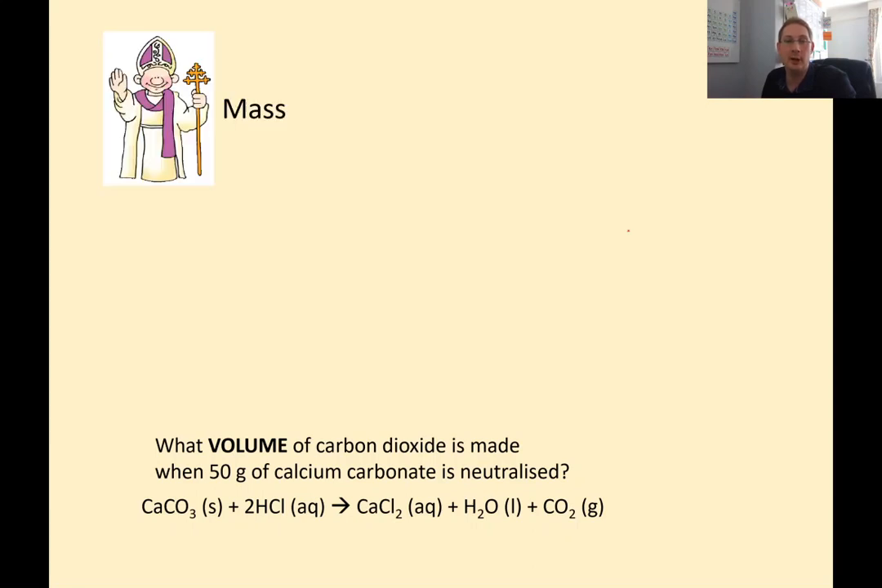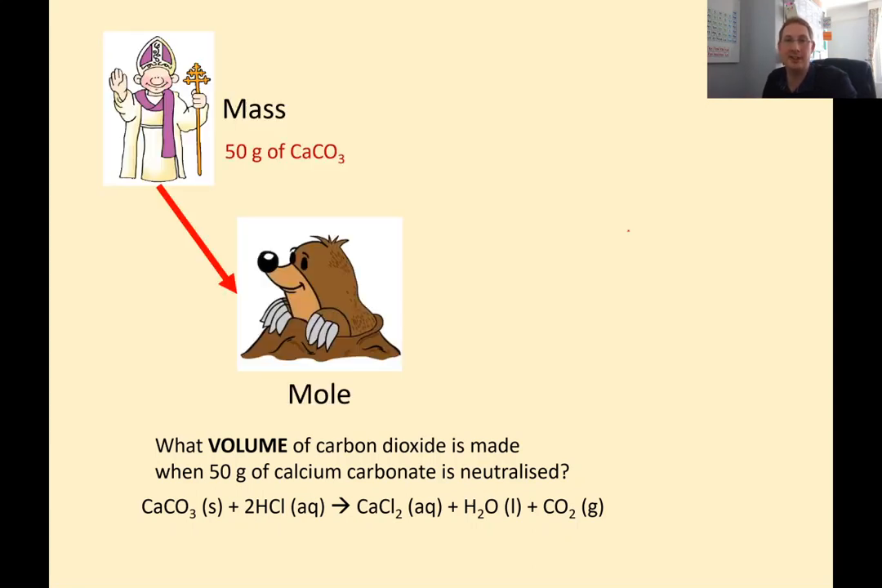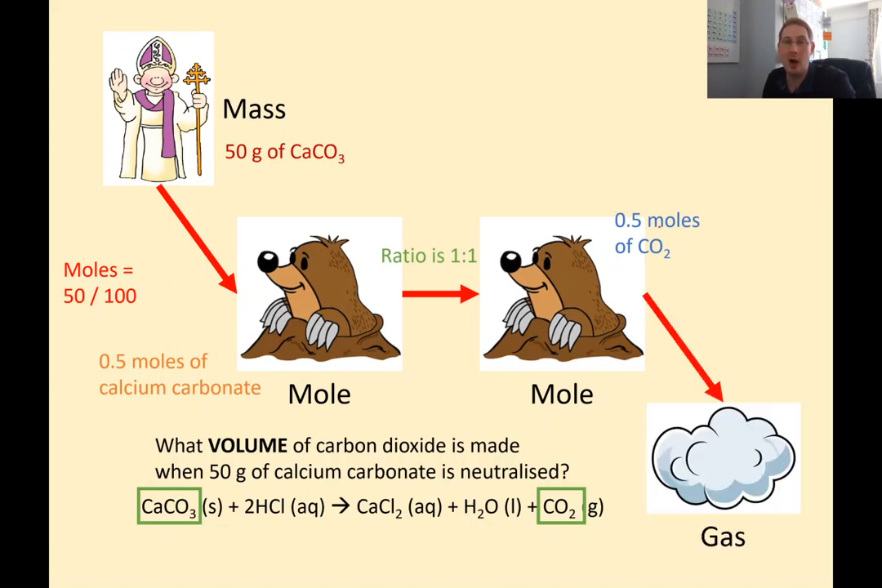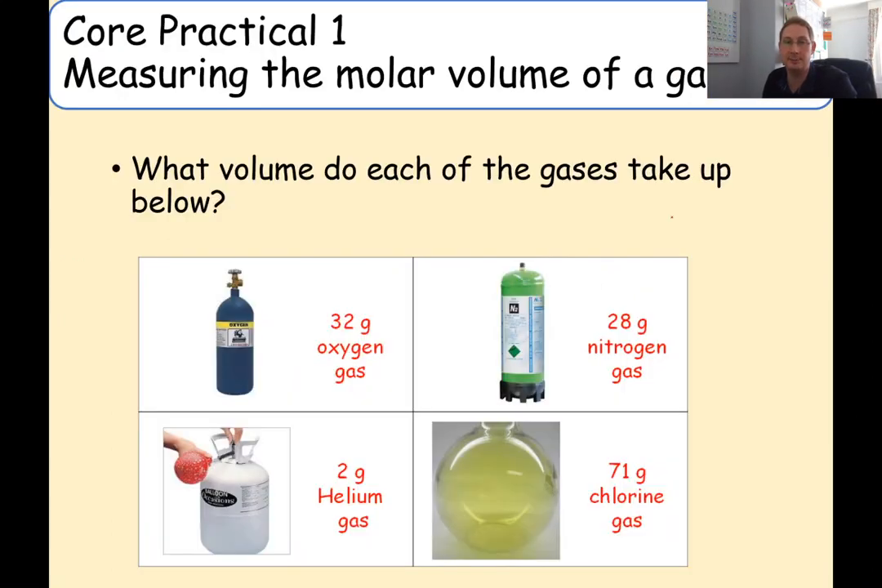And so we can go from the mass, 50 grams of calcium carbonate, to moles. Moles is mass over formula mass, to give us half a mole of calcium carbonate. We can see from the balanced chemical equation that it's a 1-to-1 ratio. So we have 0.5 moles of carbon dioxide. Hopefully you remember from GCSE that 1 mole occupies 24 decimeters cubed at room temperature and pressure, and therefore the volume is 0.5 times 24 decimeters cubed, which gives us 12 decimeters cubed of carbon dioxide.